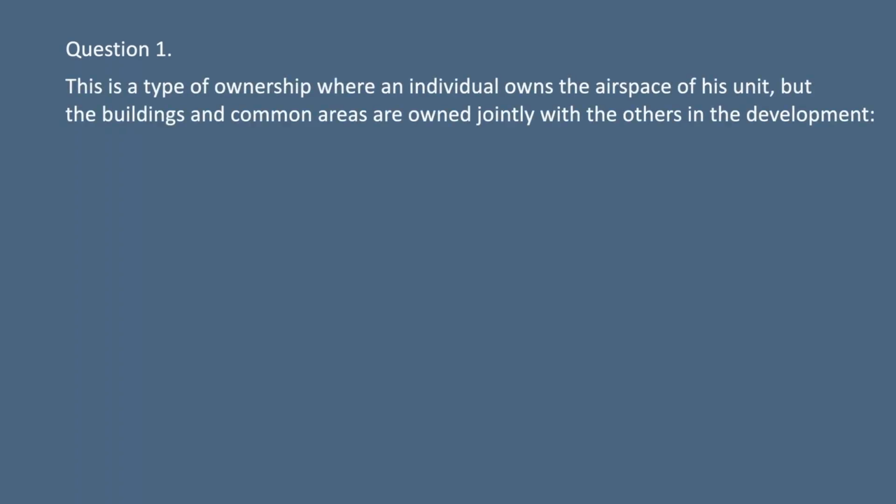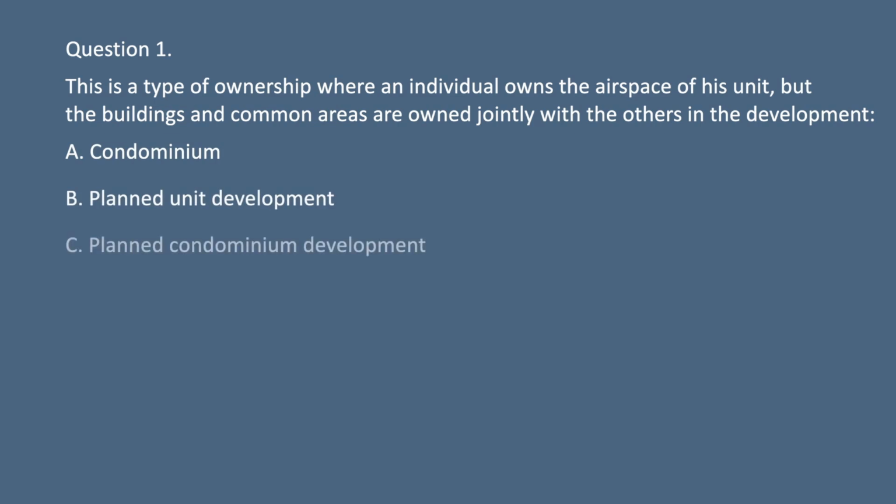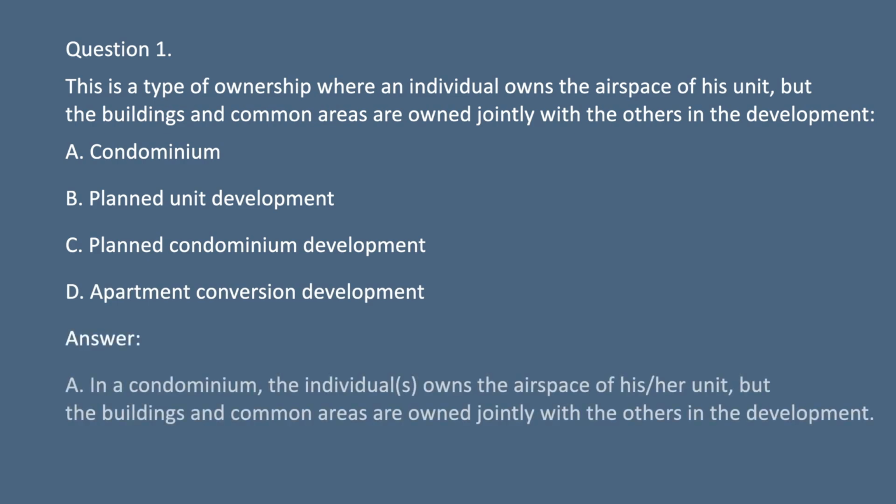Question 1. This is a type of ownership where an individual owns the airspace of his unit, but the buildings and common areas are owned jointly with the others in the development. A. Condominium, B. Planned unit development, C. Planned condominium development, D. Apartment conversion development. Answer A. In a condominium, the individual owns the airspace of his or her unit, but the buildings and common areas are owned jointly with the others in the development.